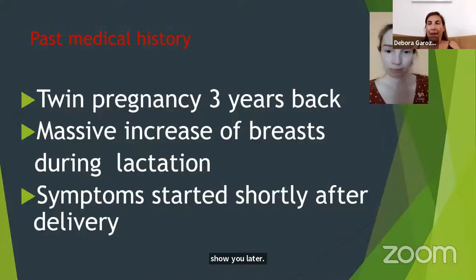So going back to the patient that you saw a few slides before, this patient has a past medical history of a twin pregnancy with a consequent massive increase of breast during lactation, and her symptoms started exactly after delivery.